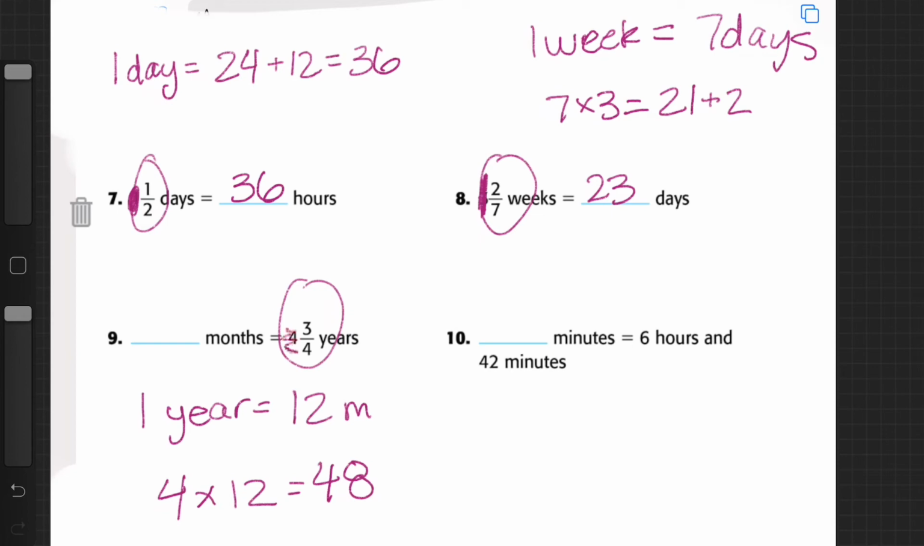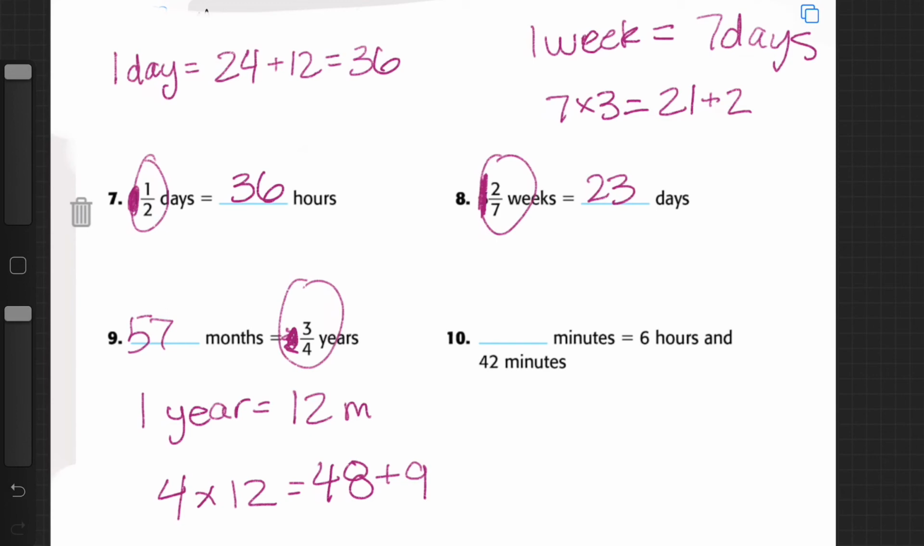Okay, now we just gotta figure out this fraction part, so the 3/4. So we know that 1 year there are 12 months, so we just gotta figure out what's 3/4 of 12. So 1/4 of 12 would be 3. One half of 12 would be 6. So add 3 more, we get 9. So 3/4 of 12 is 9. So 48 plus 9, okay? And 48 plus 9 is 57. Okay, 57 months.